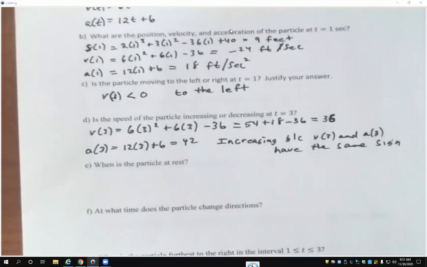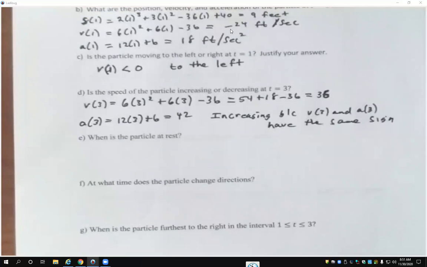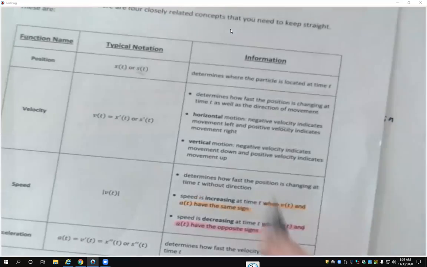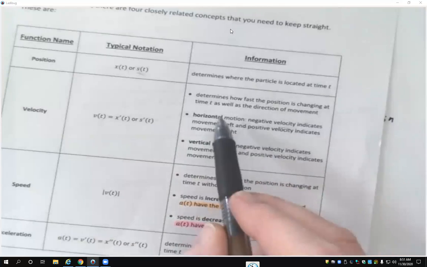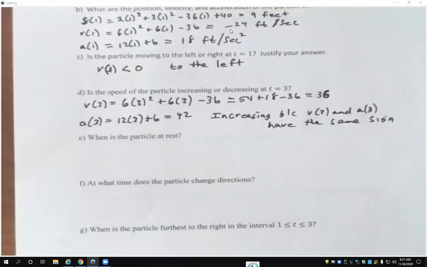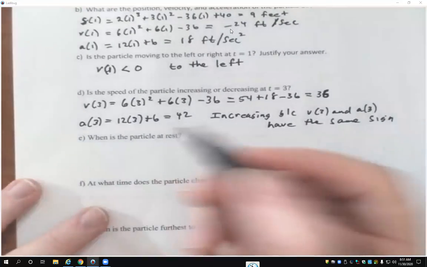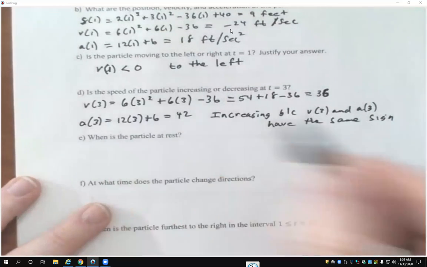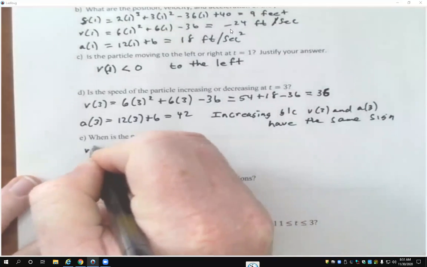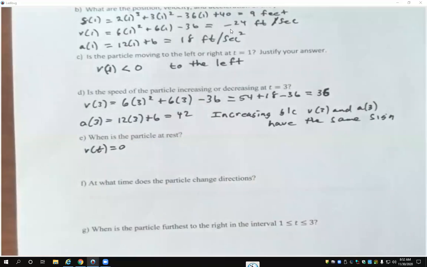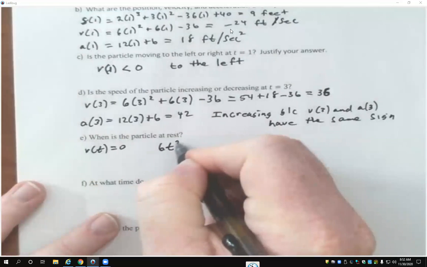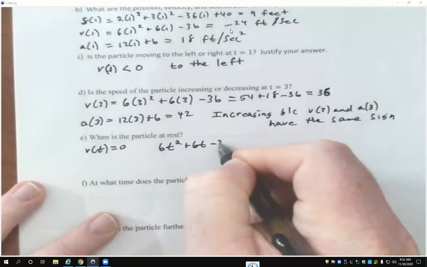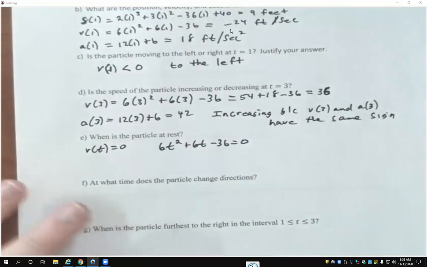All right, question E, when is the particle at rest? Okay, so that's when the position is not changing. The velocity determines how the position is changing at time t. Well, when the position is not changing, the particle is at rest, so it's when velocity is equal to 0. So our justification here is v of t equals 0. So we're going to take our velocity function, 6t squared plus 6t minus 36, and set that equal to 0.